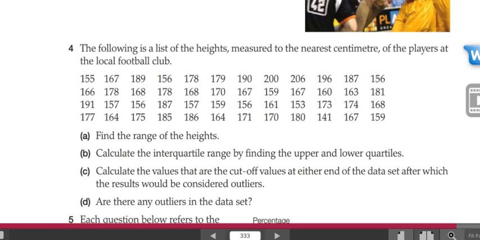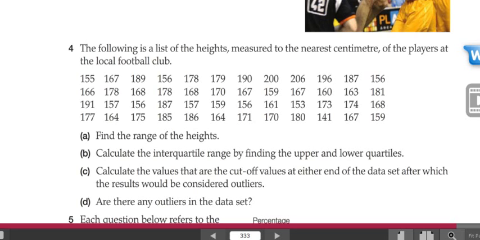this is the most important part and comes with lots of marks in a test. Calculate the values that are cut-off values at either end of the data set, which the results would be considered outliers. So we want to find the boundaries which we would consider outliers. We want to find a height that if we got a result above that height, they'd be too tall, and we want to find a result that if we got below that height, they'd be too short. Is there any one right answer? Yes, there is, certainly.